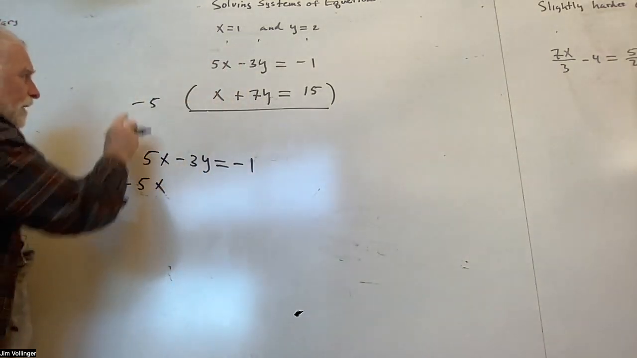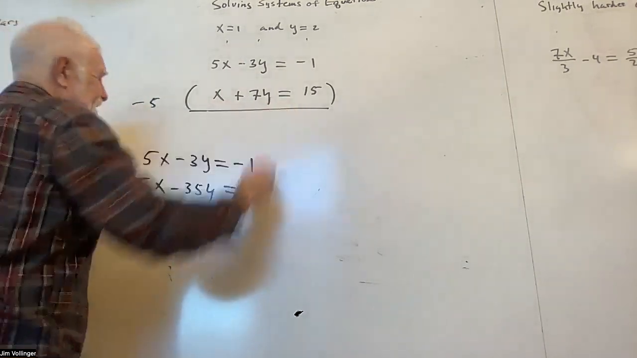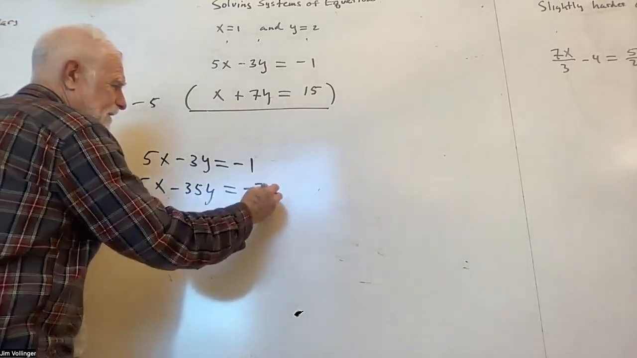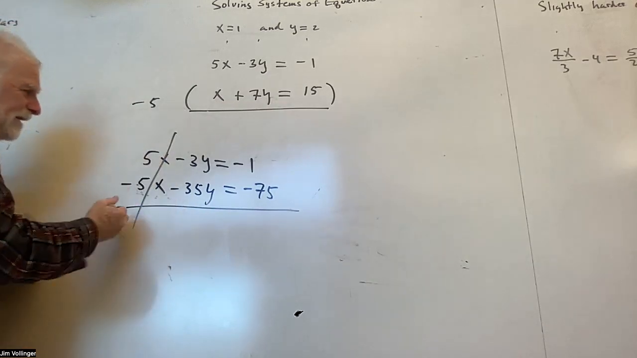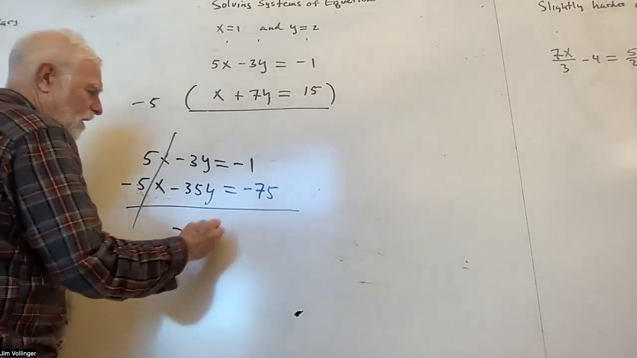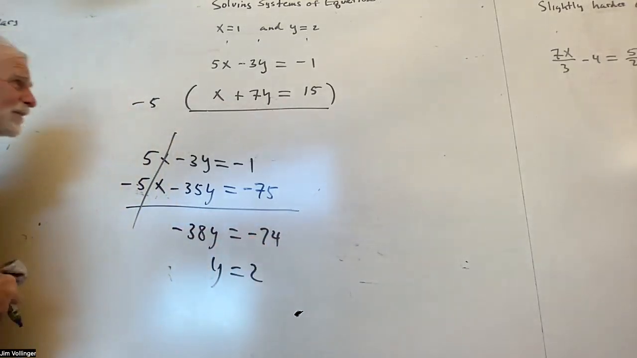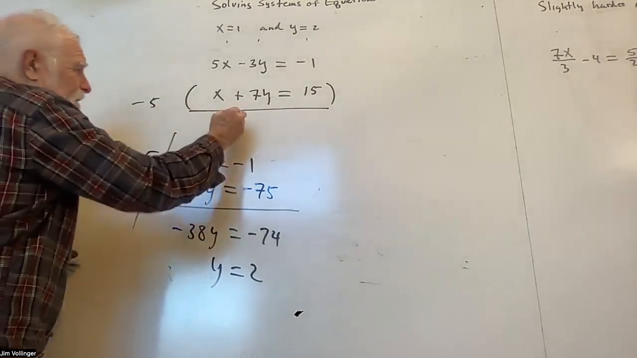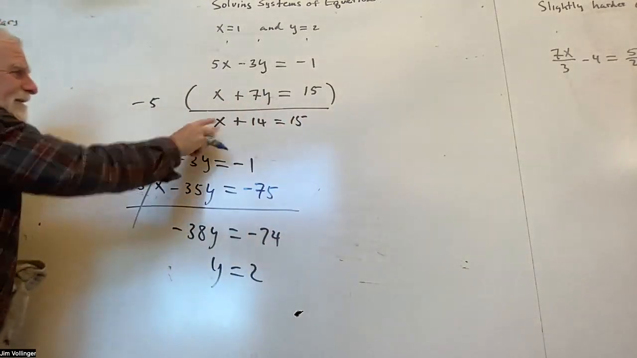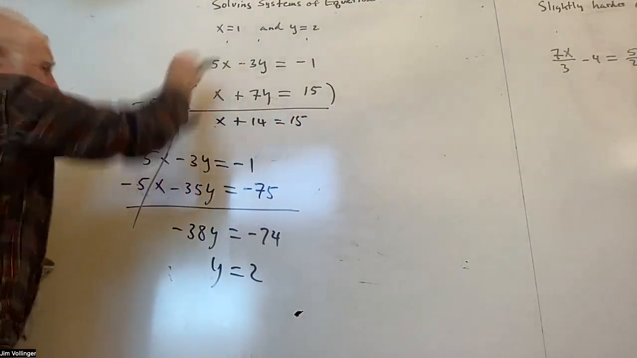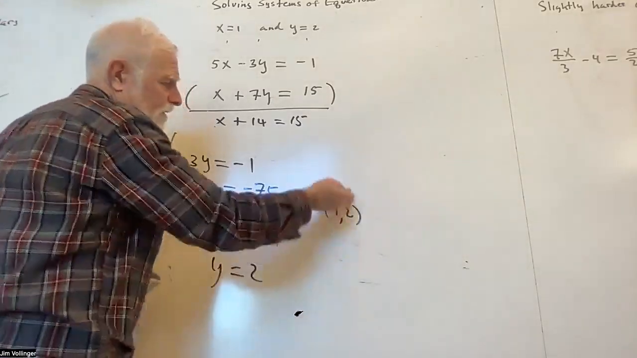-5x, -35y. I got to be careful because if I make a single mistake, it's going to be hard to find it. -75. There we go. That cancels. Next time, maybe I don't even write that part. I got -38y is equal to -74. That tells me my y value is 2. And so then I could just say x plus 14, plug in the 2 for y. I can see my x value is 1. And then you write your answer 1, 2, point of intersection.